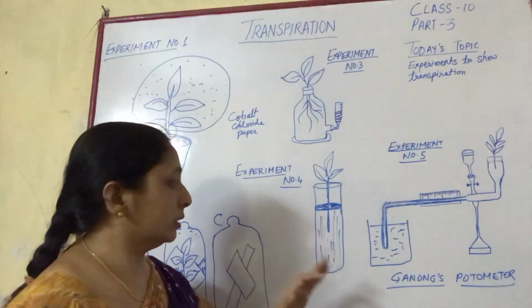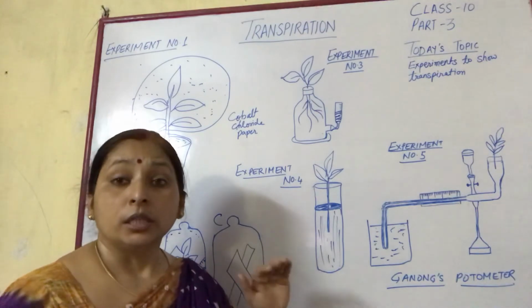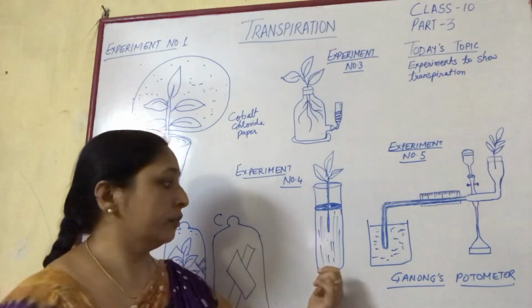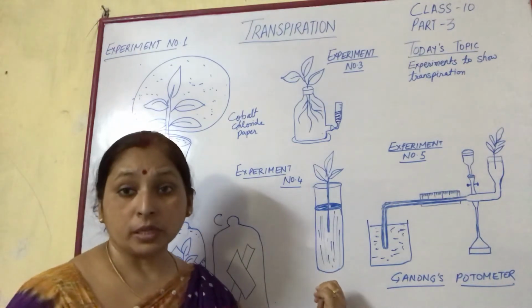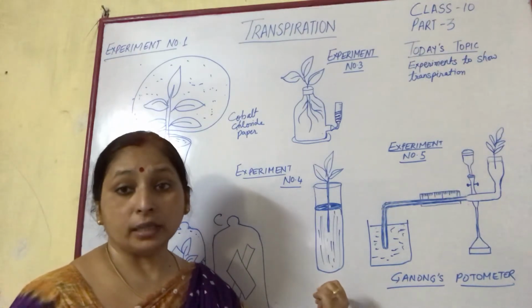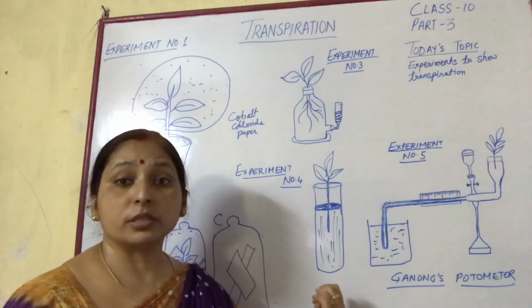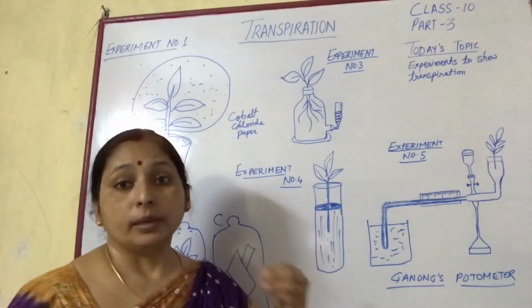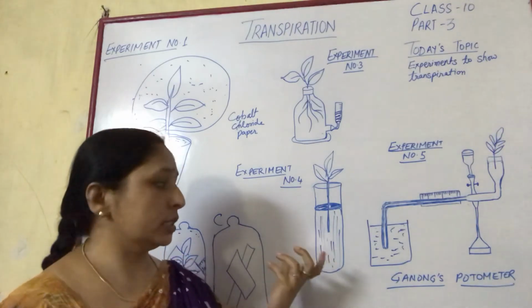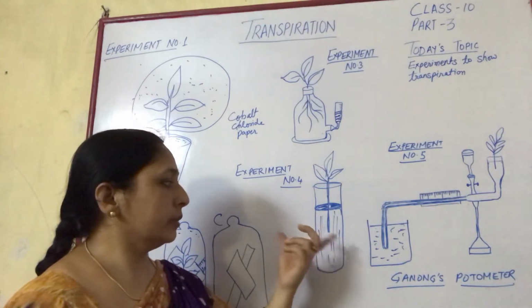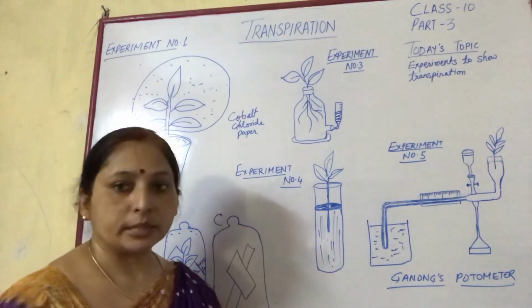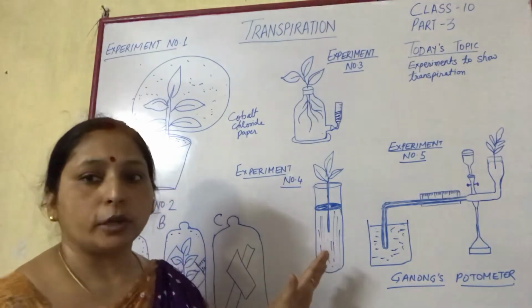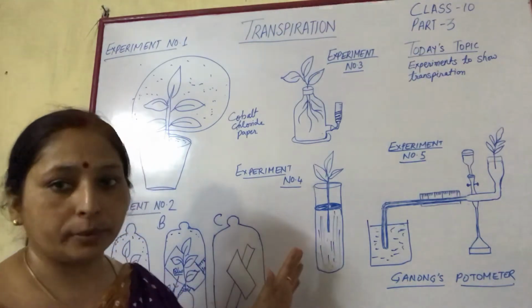In experiment number 4, why is the rate of transpiration low? The rate of transpiration is low because the roots are absent, and the absorption process is very little, done by the stem portion only, or the xylem present in the stem. Absorption is less, so transpiration is less. The role of oil present on the surface is to avoid surface evaporation.